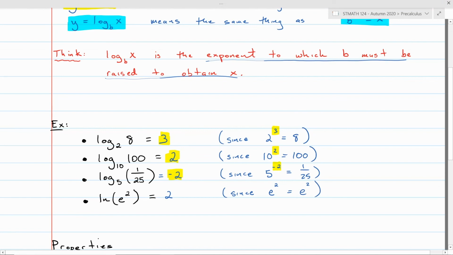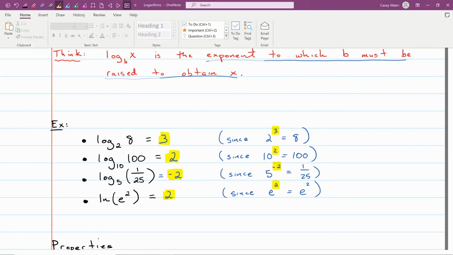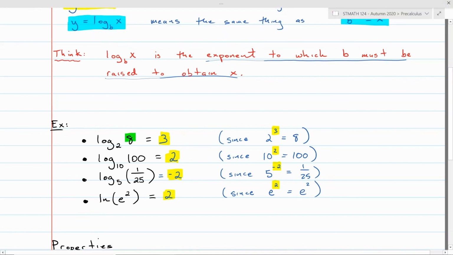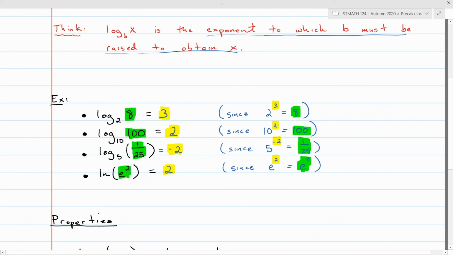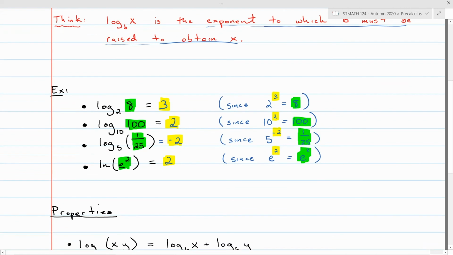So this one seems kind of silly, but you notice in each one of these, whatever number was inside the logarithm was what we were getting on the right-hand side of this equation. I was saying, to what power do I raise 10 to get 100? To what power do I raise 5 to get 1 over 25? To what power do I raise e to get e squared? So anyway, you need to be able to work with logarithms on this level for sure, because sometimes it's nice to be given examples where you don't have to use a calculator, okay?